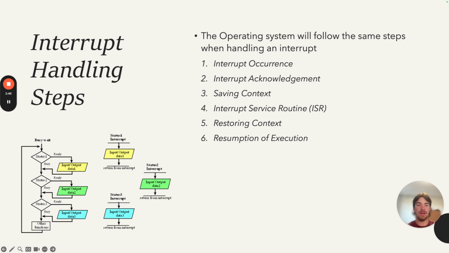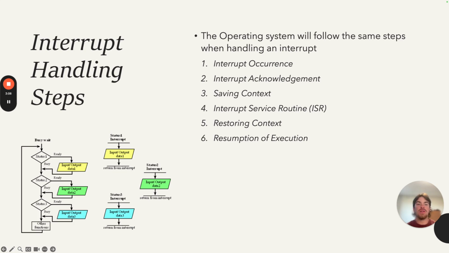Next is the saving context. So the current state of the running process, including register values and the program counter, is preserved so that it can be resumed later. Next up is your interrupt service routine execution. So to process the interrupt, the CPU invokes the relevant ISR, which is your interrupt handler.